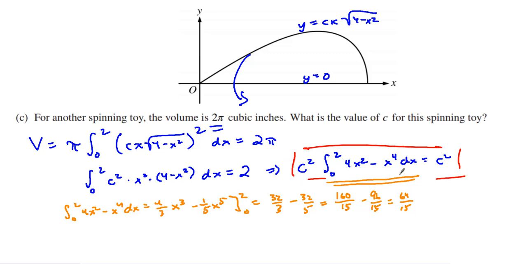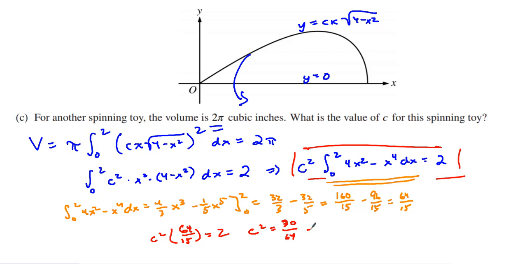So now I can come back to this problem right here. What I know is this whole integral is 64 over 15, isn't it? I know I have c squared times this, and this is equal to, I put a c squared here, but it's not supposed to be there, it's supposed to be a 2. And so this is equal to 2. And so what do I need to do? I need to do the reciprocal on this side. So I have c squared is equal to 30 over 64, because 15 times 2 is 30, divided by 64.